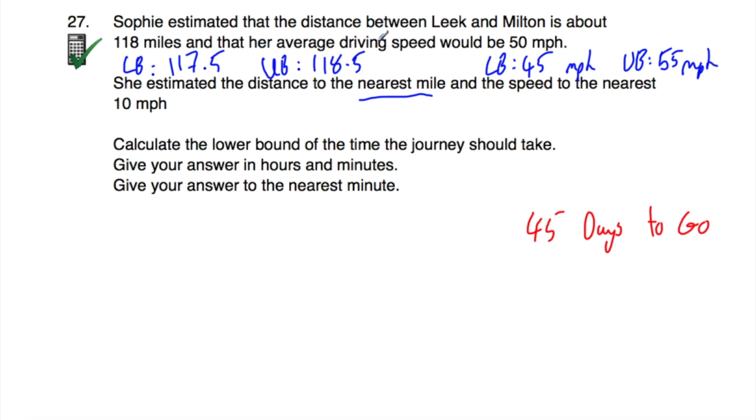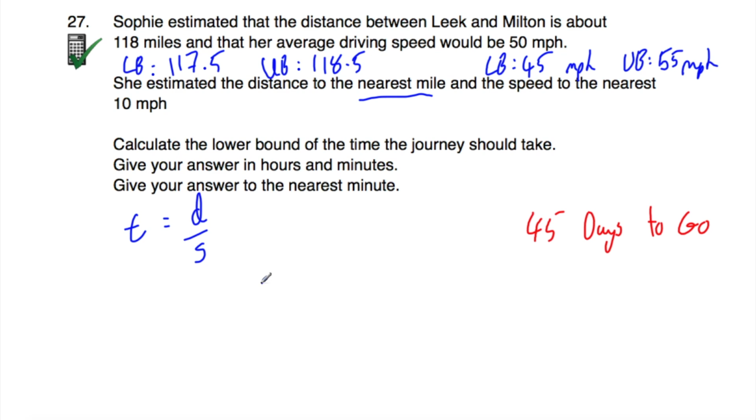So we've got the lower bound and the upper bound for the distance and the speed, but we've been asked to find the lower bound for the time taken. So we want to find the lowest possible time. Now remember that time is equal to distance divided by speed. But if we want to find the lowest possible time, we want to do the lowest distance at the greatest speed.